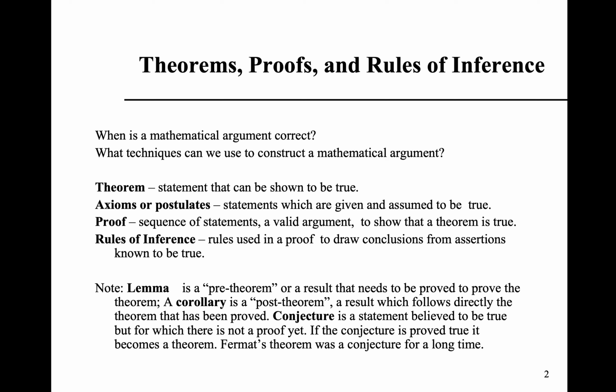Proof is essentially what we do in our day-to-day life. It's a sequence of statements or a valid argument that you know can prove that theorem true. And then rules of inference, basically these are rules used in different proofs to draw conclusions based on assertions that are known to be true. Now you also have pre-theorems, corollaries, which is a post-theorem, and then a conjecture, which is essentially a statement which is assumed to be true or believed to be true, but there's no proof for that yet. That idea still remains the same here. We're not actually going to go into this for a little bit.